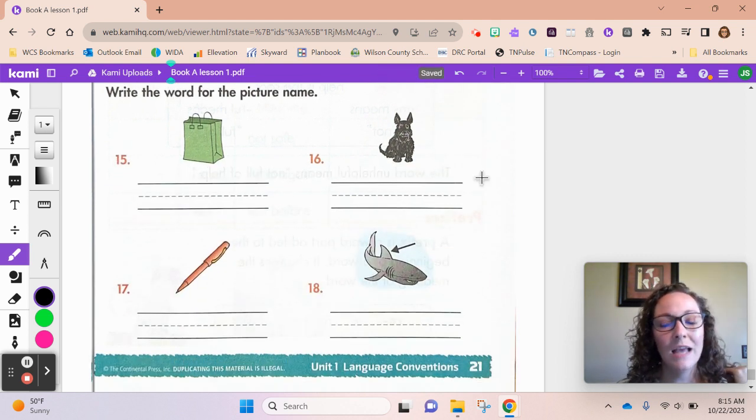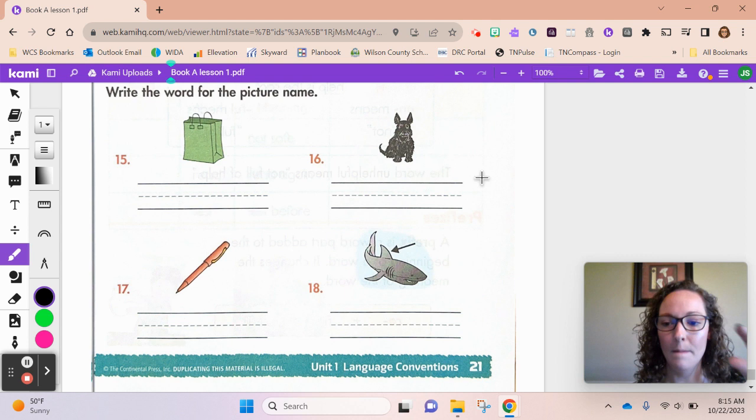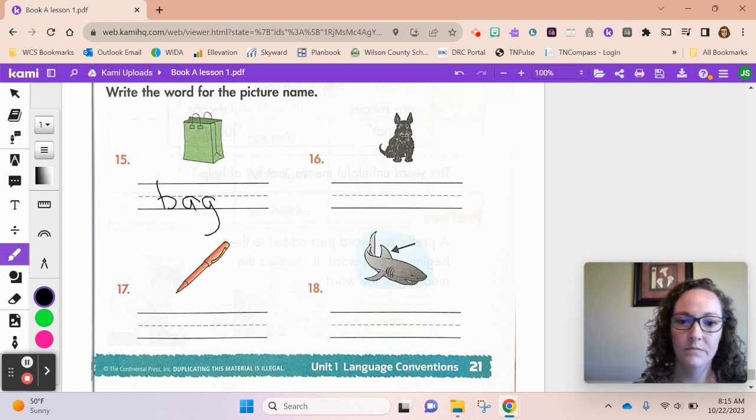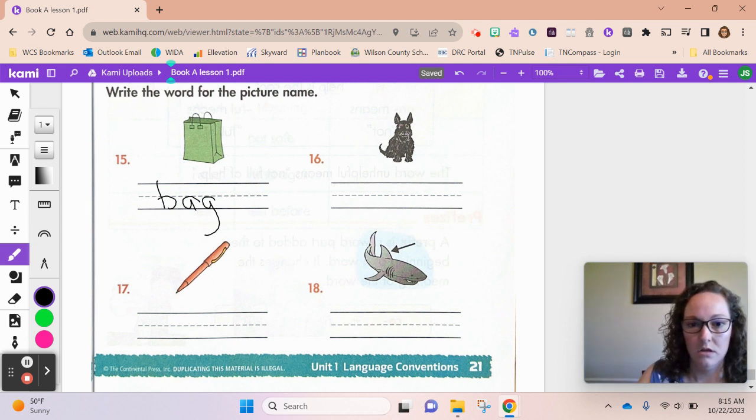Okay, I believe these are our last 4. It says write the word for the picture name. Number 15 is a bag. B-A-G. Number 16 is a dog. D-O-G.